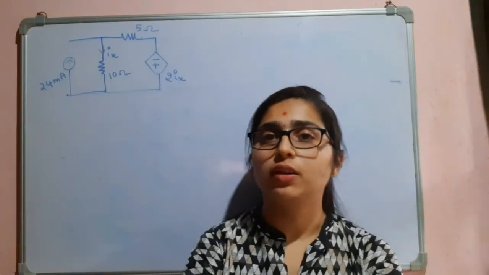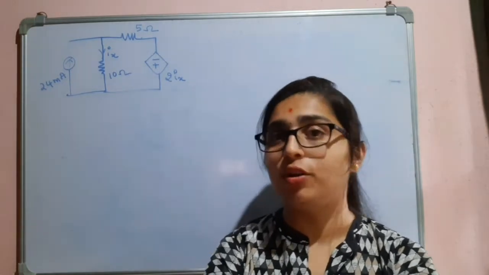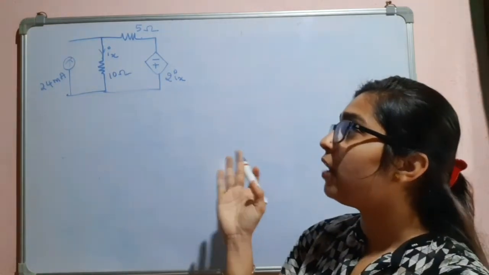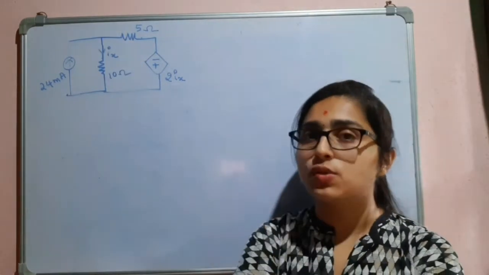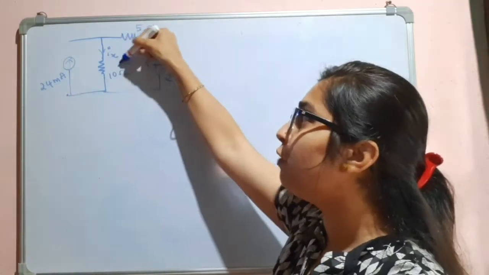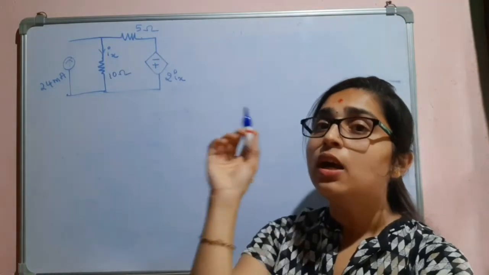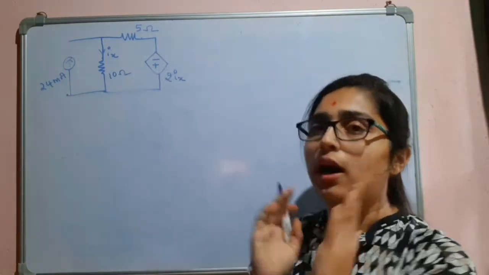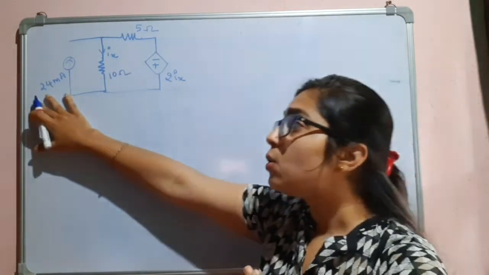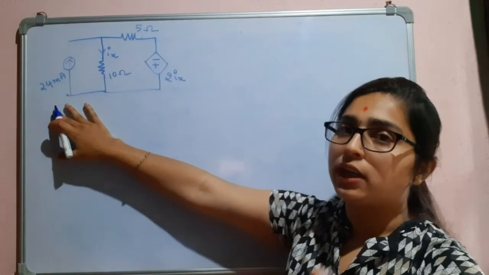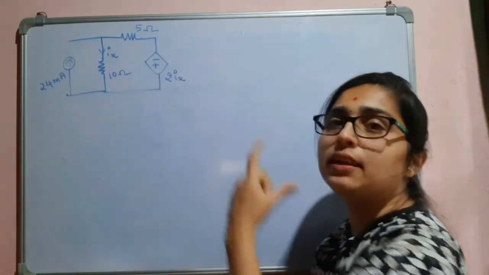We will also solve one question based on the source transformation where a dependent source is involved. This is that question, where we have to find the value of Ix using the source transformation. Since you are going to find Ix, which is the current flowing through the 10 ohm resistor, make sure that you do not alter that part. So don't apply the source transformation to this particular current source, but apply it to this part, that is the dependent source.